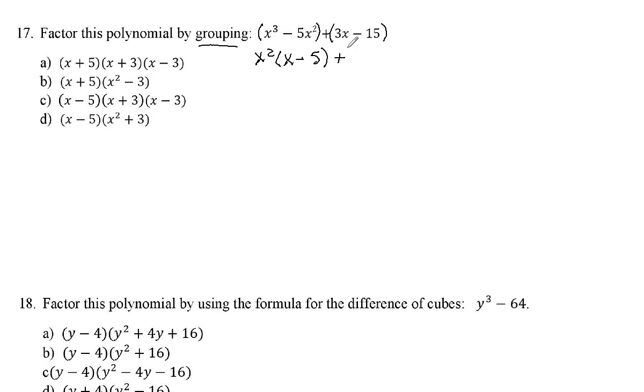Plus, factor that 3 out in front, and x is left from the first term. Negative 15 divided by 3, negative 5. And then notice that x minus 5 is a common factor, so we can pull that guy out in front. And if we factor that x minus 5 out, there's an x squared left here. Factor this x minus 5 out, there's a plus 3 left there. And x squared plus 3, that doesn't factor any further. So x minus 5, x squared plus 3, looks like choice B.